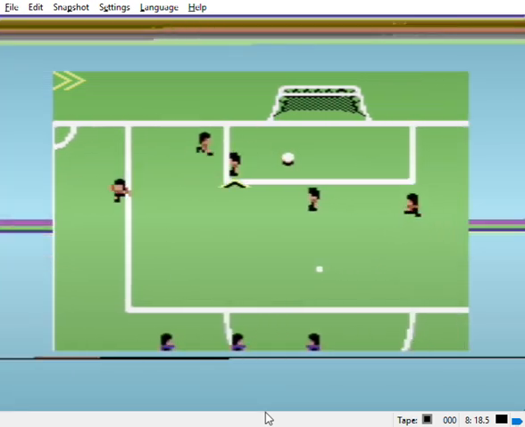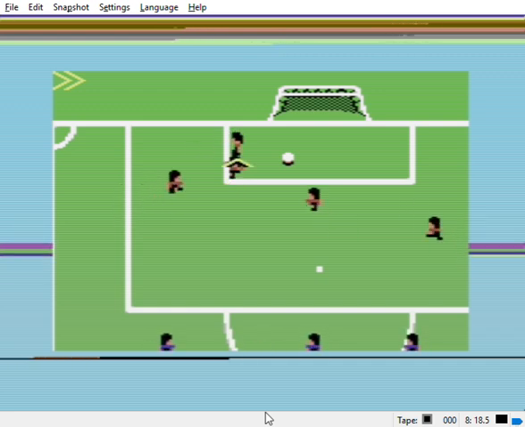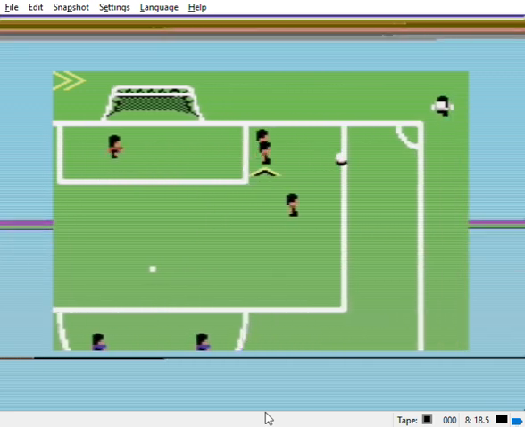So here we are, and they're running around, so the player is Holding, the goal is Willy, and there we go.